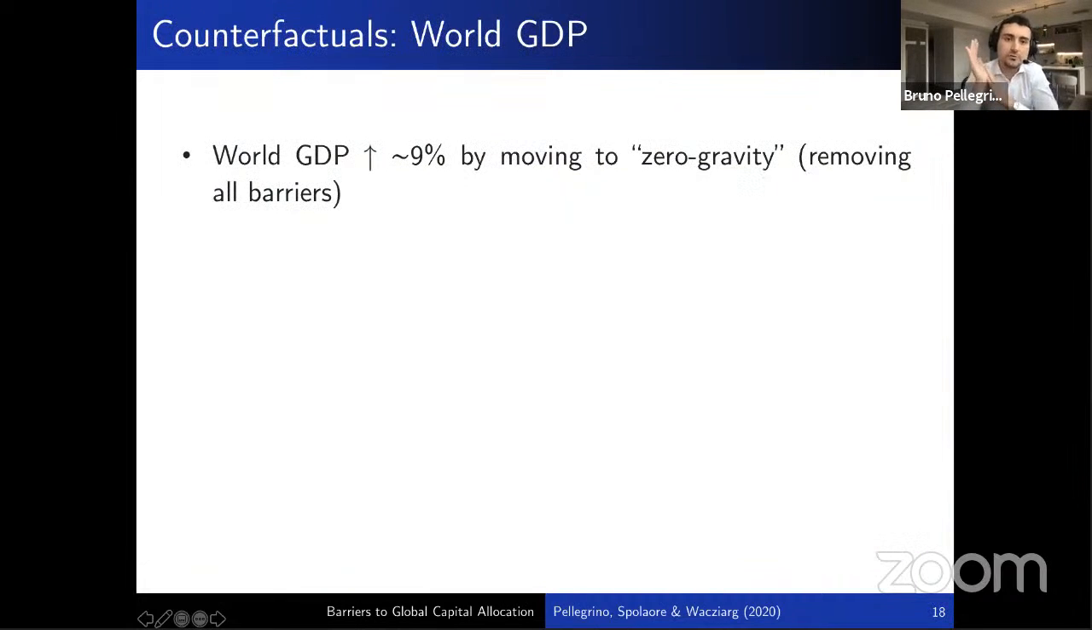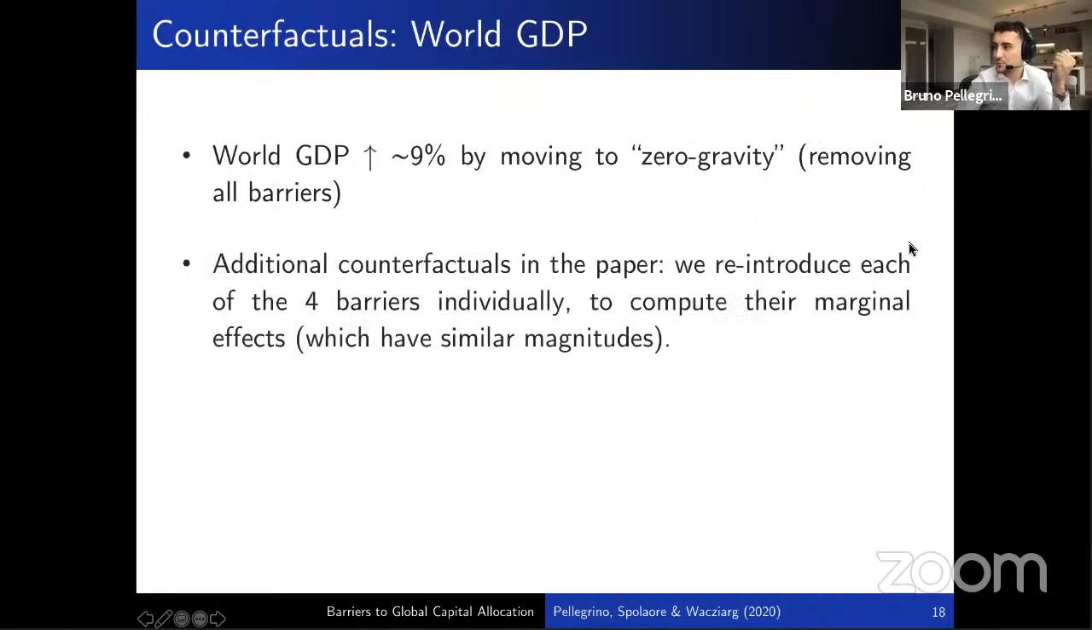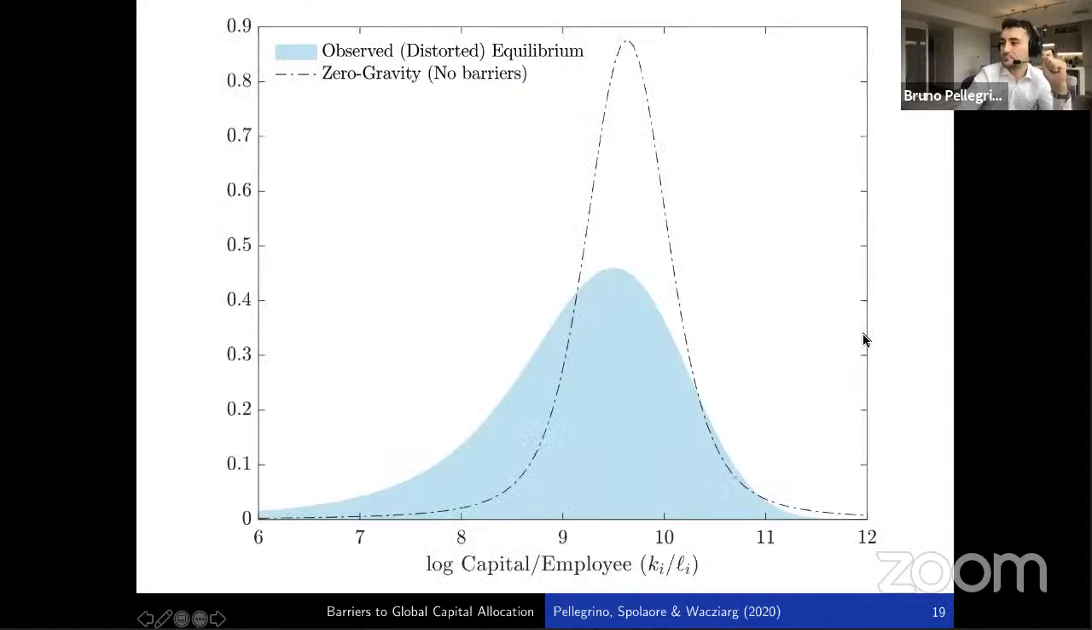Okay, so finally we use our model to do counterfactuals, and we ask if we were to remove these four barriers, how much world GDP would we be able to recover? And the answer is about 9 percentage points. Of course, we do other counterfactuals in the paper. We try and reintroduce all of these barriers individually to try and compute their marginal effects. We find they have more or less similar magnitudes.